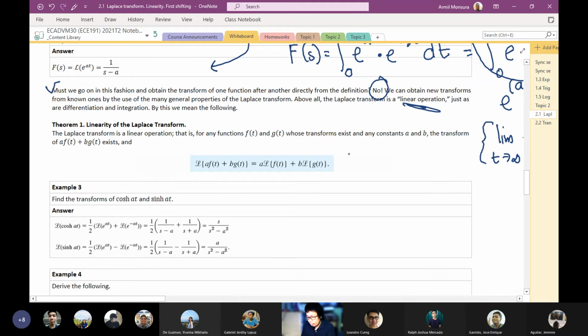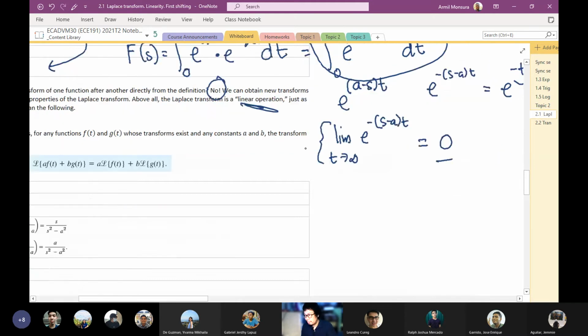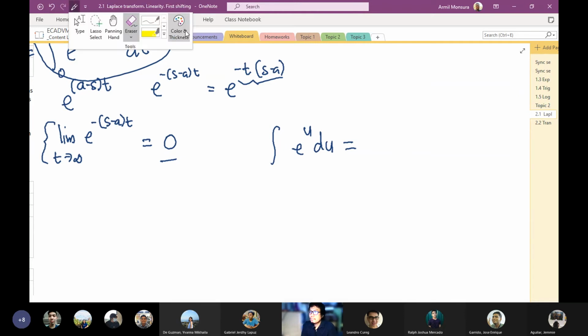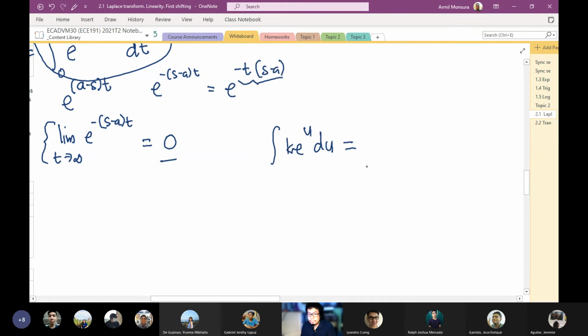What is the implication when your operation is linear? Here are the implications if you say that an operation is linear. Take the integral, for example. Say you have the integral of c times e raised to u du. Actually, let us use k instead of c. What is the integral of this? Anyone?